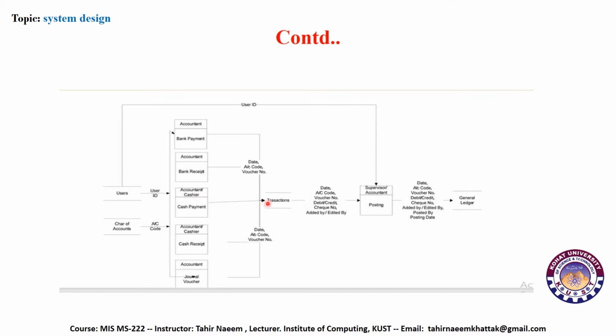So here, if the user wants to make a cash payment, he will enter into the system. In this system, the date on which the transaction will be applied, the account, voucher number, debit, credit, and check number are entered. So all this information will be entered by the user into the system. Then it will be posted, and all this will also be added into the general ledger. So the whole system is designed in a systematic way.